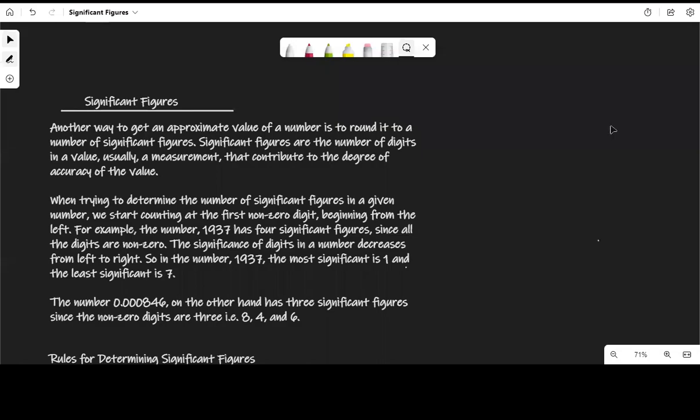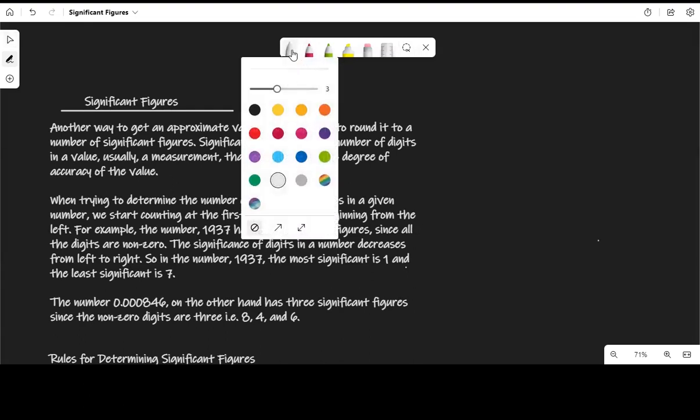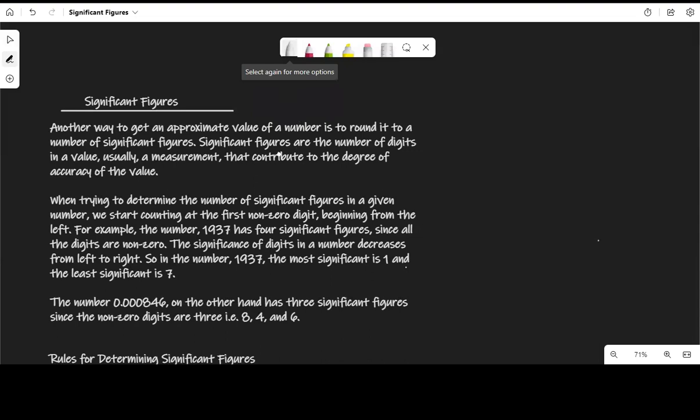Hello class, in this lesson we are going to learn significant figures. This is a continuation of our previous class where we learned how to approximate numbers, whole numbers for example, to a given number of accuracy. So in this lesson we are going to look at significant figures, which is another way to approximate the value of a number. So what is a significant figure in the first place?